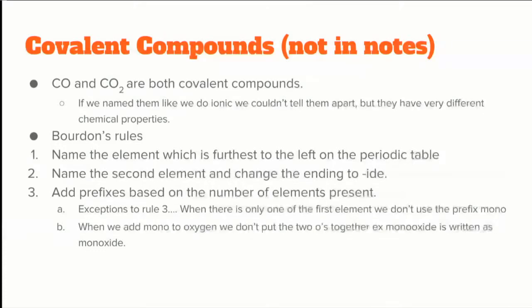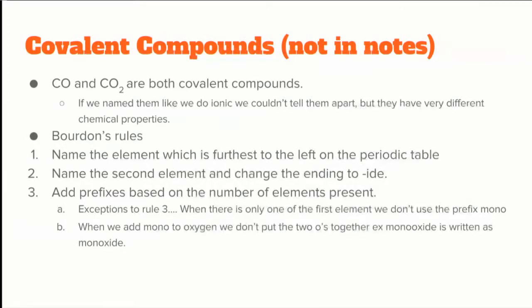The third rule is add the prefixes based on the number of elements present, but there are 2 exceptions to the third rule. When there's only one of something and it's the first element, we don't use mono. If there's one of something and it's the second element, we do use mono.